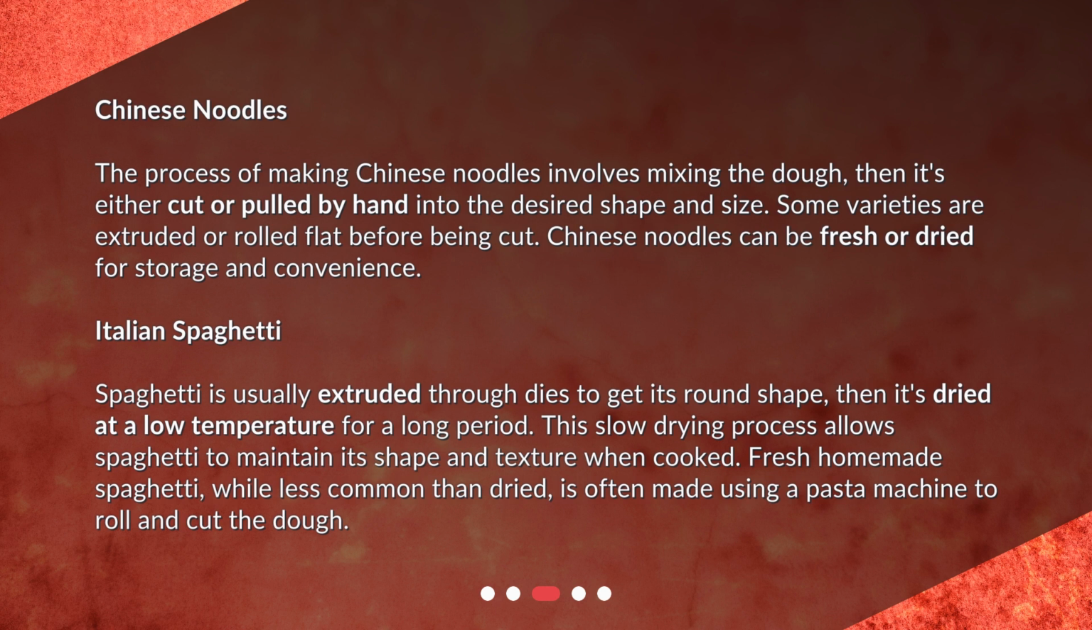Italian spaghetti is usually extruded through dies to get its round shape, then it's dried at a low temperature for a long period. This slow drying process allows spaghetti to maintain its shape and texture when cooked. Fresh homemade spaghetti, while less common than dried, is often made using a pasta machine to roll and cut the dough.